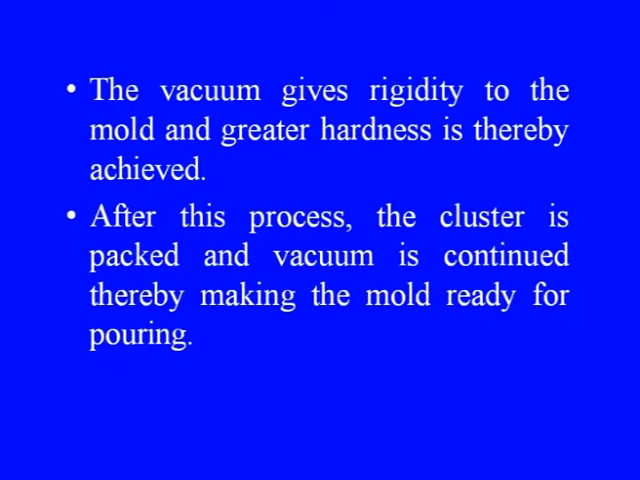Two plastic films are used to encapsulate the mold in between and vacuum is applied in the sand mold. The vacuum gives rigidity to the mold and consequently greater hardness is achieved. After this process, the cluster is packed and vacuum is continued, thereby making the mold ready for pouring.